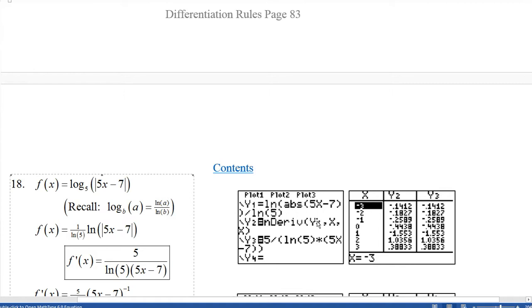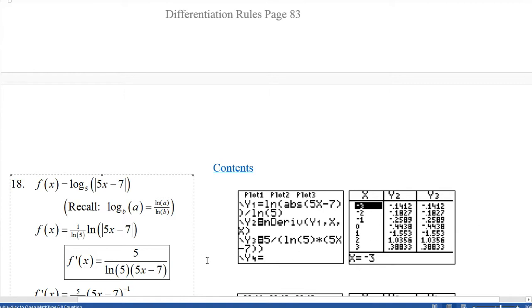Put your numerical derivative in y2 as always. Turn off y1. y3 is going to be our answer here, which is 5 divided by ln of 5 times 5x minus 7. Watch the parentheses there. y2 and y3 match in the table, so that's good.